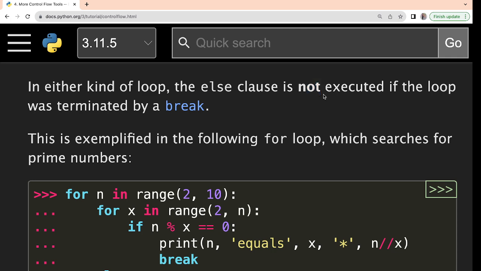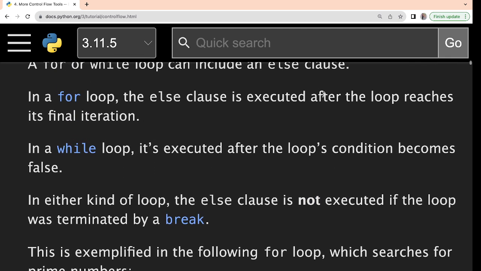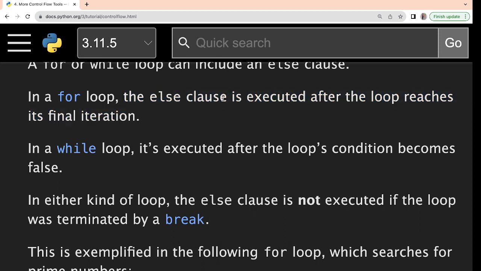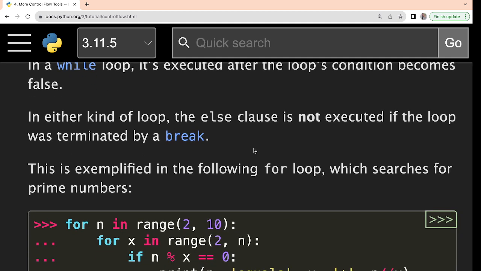Okay, so I hope you understood. Because the condition written for executing the else clause will not exist if the loop is breaking by break. In case of for loop, it is not reaching the final iteration maybe, right? And in case of while loop, the condition is not becoming false because it is just ending by break only. So that is why else clause is not executed if the loop is breaking by the break statement.